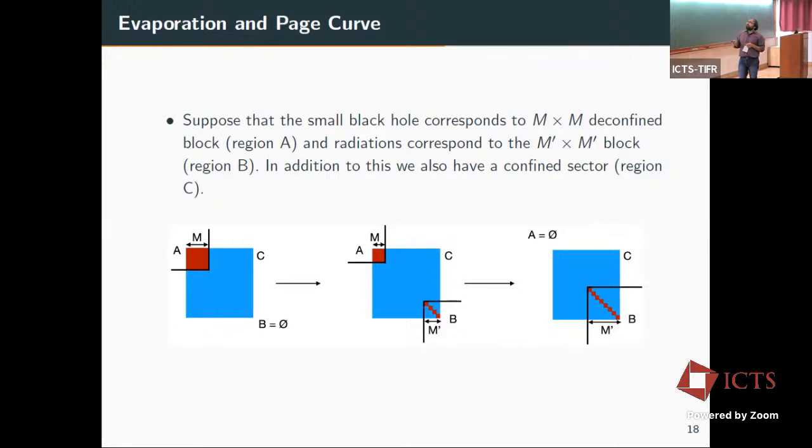This region B will correspond to the radiation. It has a size of M prime cross M prime. In addition to this, we have D0-branes, which are sitting at the origin of R^9 squared, which correspond to the confined sector, which is shown here in blue. As the black hole evaporates, the size of M decreases and the size of M prime will increase.